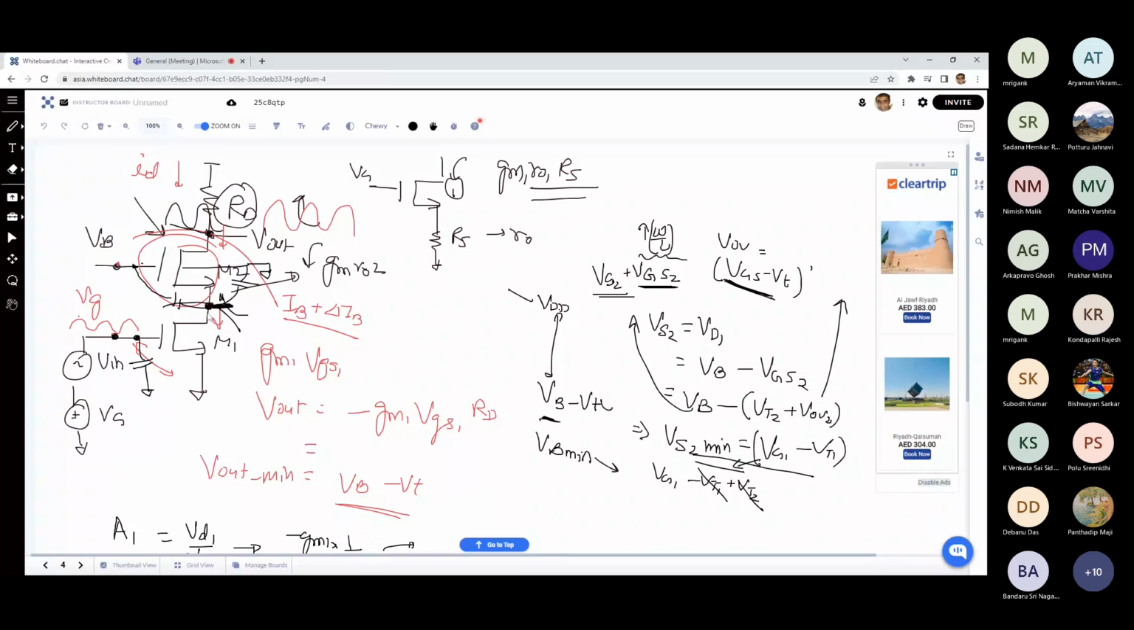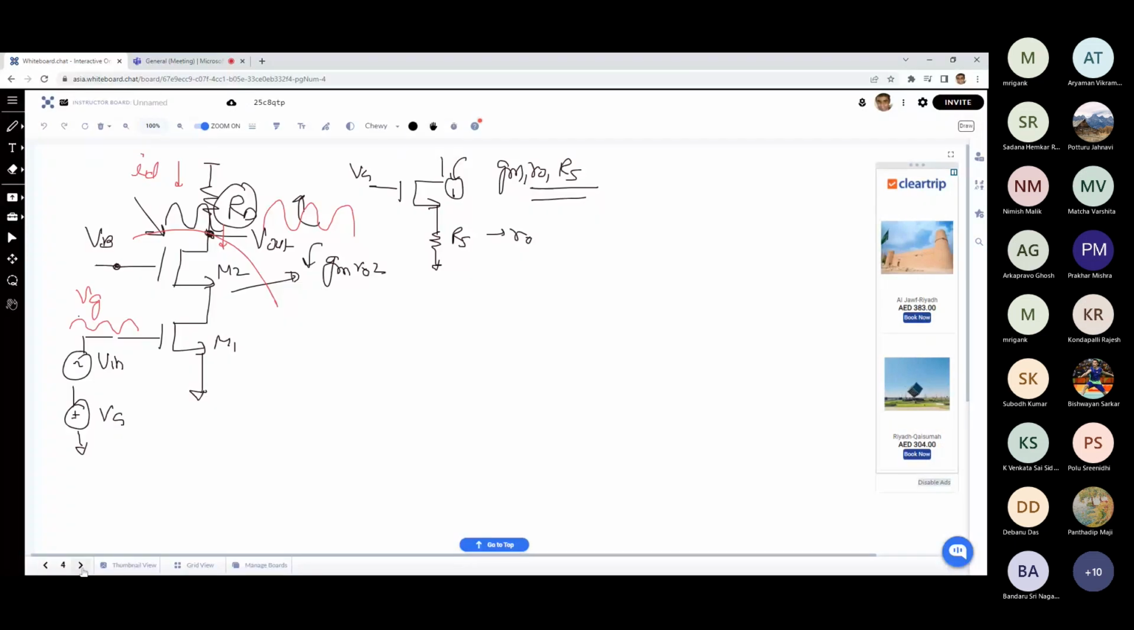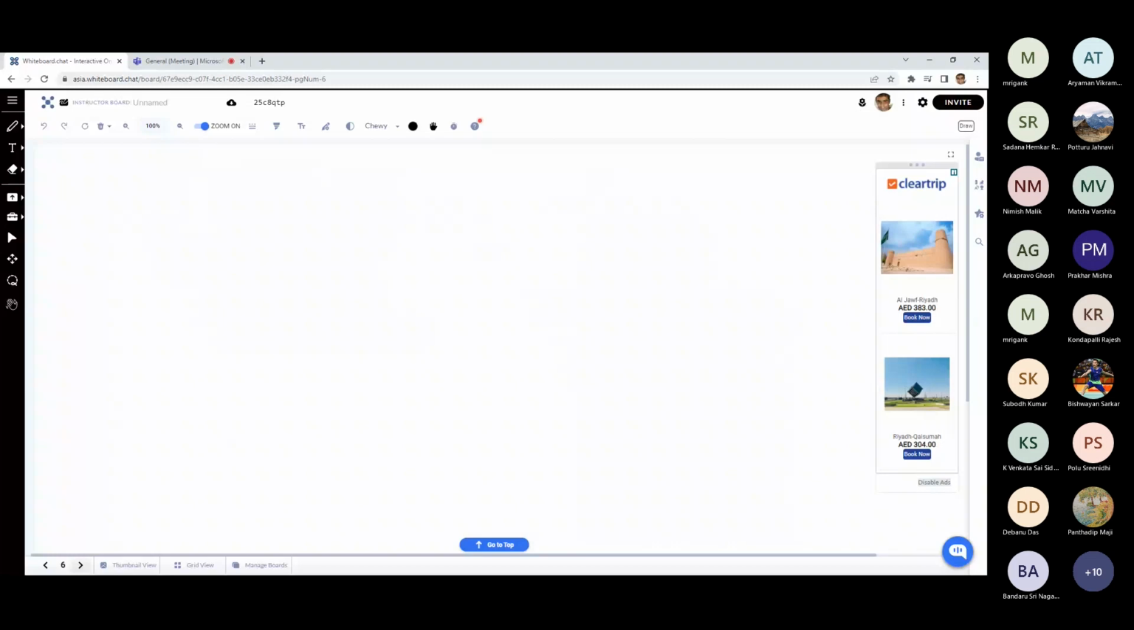Now, other things are like, okay, if you want to do swing analysis and frequency response, it is clear that it's benefiting. If you want to do, say, input output swing, we have anyway seen yesterday in detail. Input swing likewise you can figure out. I will not go into it right now.